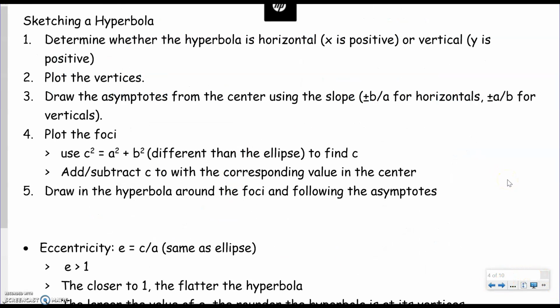Here are some steps. You're going to determine if it's horizontal or vertical. You're going to plot the vertices. You're going to draw the asymptotes from the center using the slope, which is plus or minus b over a or plus or minus a over b. The biggest thing you need to remember is slope is rise over run, or y's over x's. So that's how you're going to figure out which number goes on top. You're going to plot the foci, so we're still going to use c squared equals a squared plus b squared. I should say still because it's a little different than the ellipse. For the ellipse, we're subtracting. And then you're going to add that to the center to figure out where those will go. And then you're going to draw your hyperbola in around the foci and following the asymptotes.